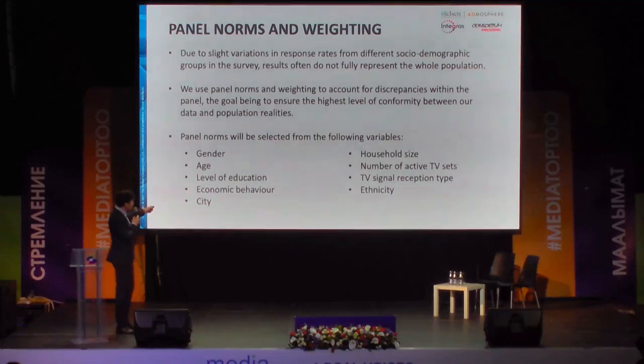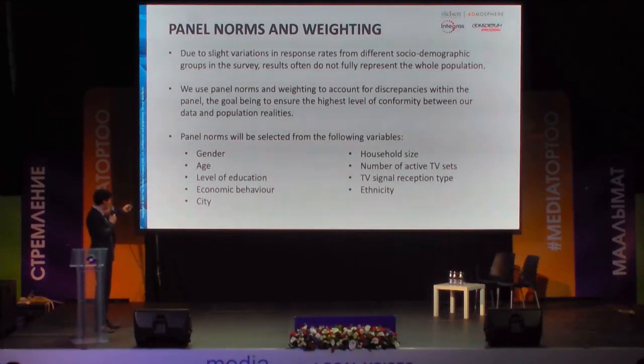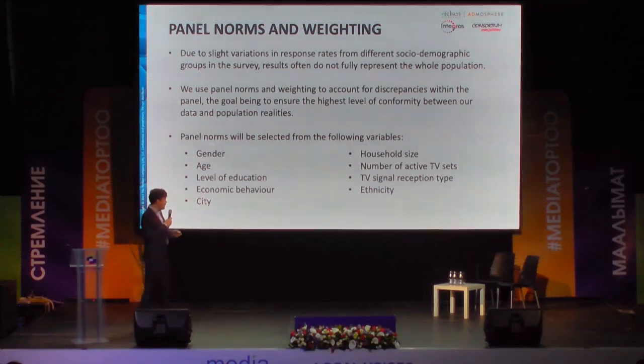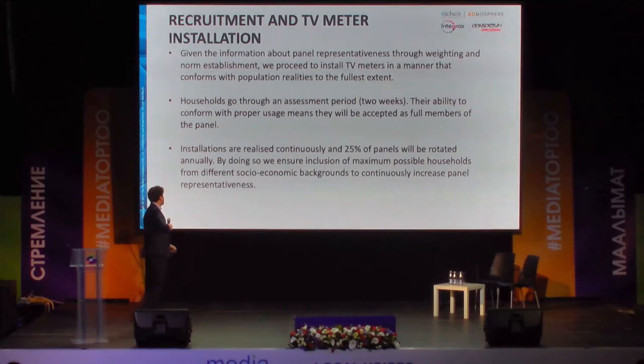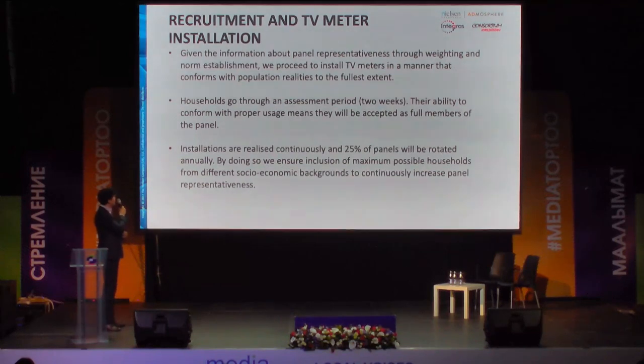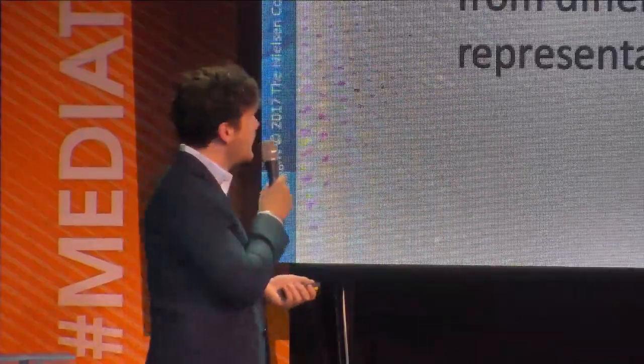These are the panel norms that we usually use during data collection, which would be gender, age, education, economic behavior, the city they live in, household size, number of active TV sets, TV signal reception type, ethnicity, and the list goes on, but these are the most basic types. Recruitment and TV meter installation. Given the information about panel representativeness through the weighting and norm establishment, we proceed to install TV meters in a panel that conforms with population realities.